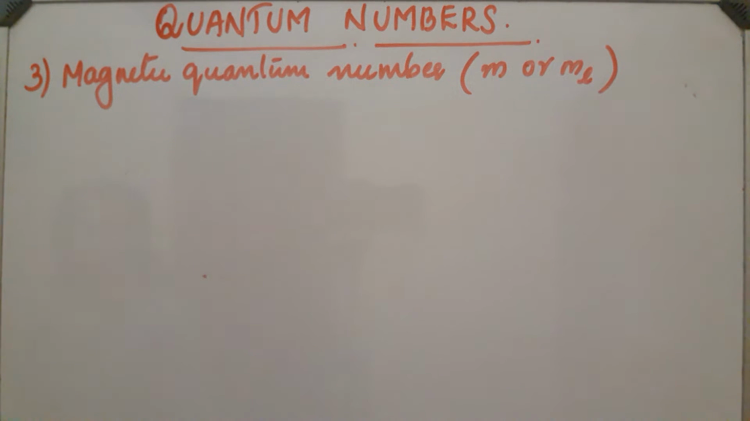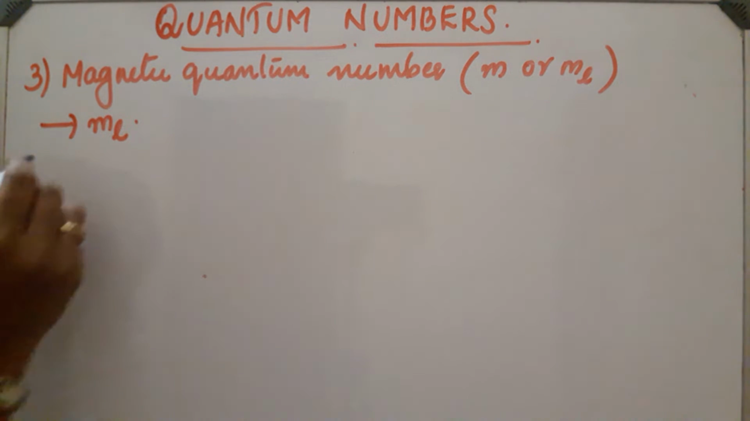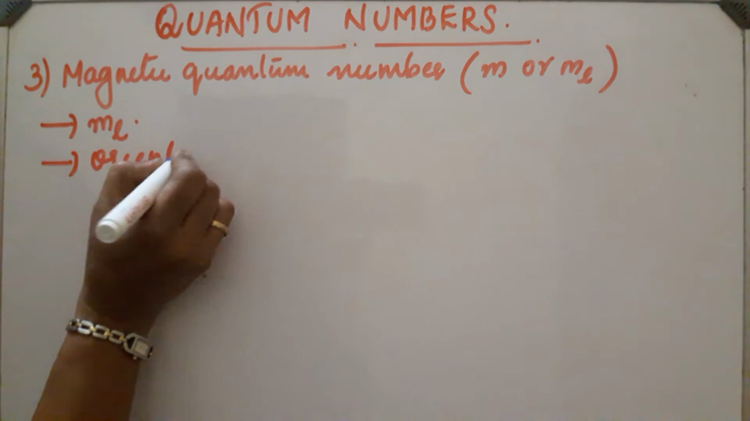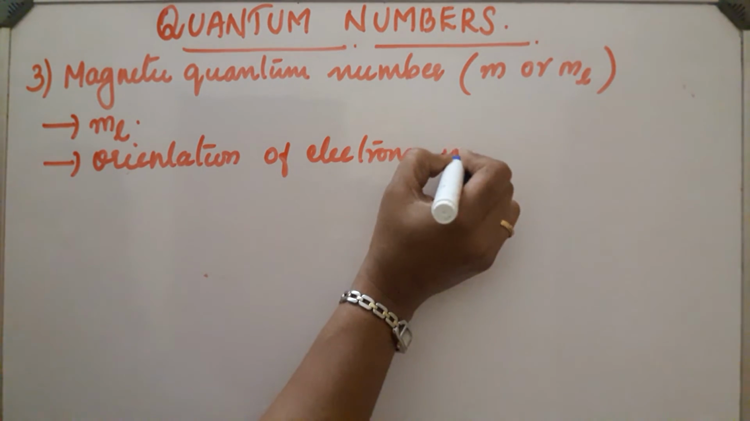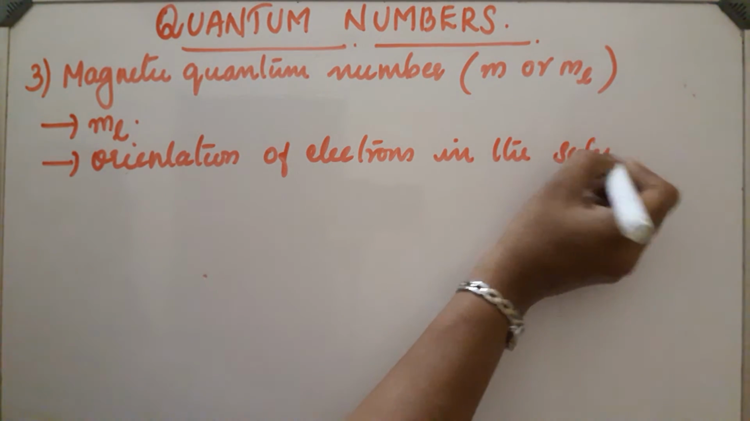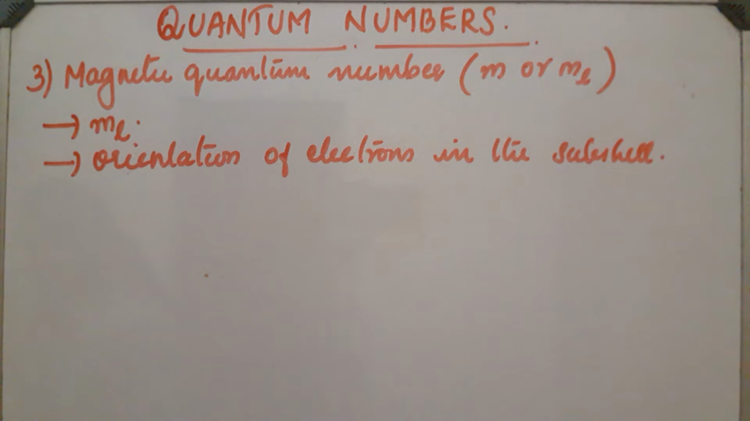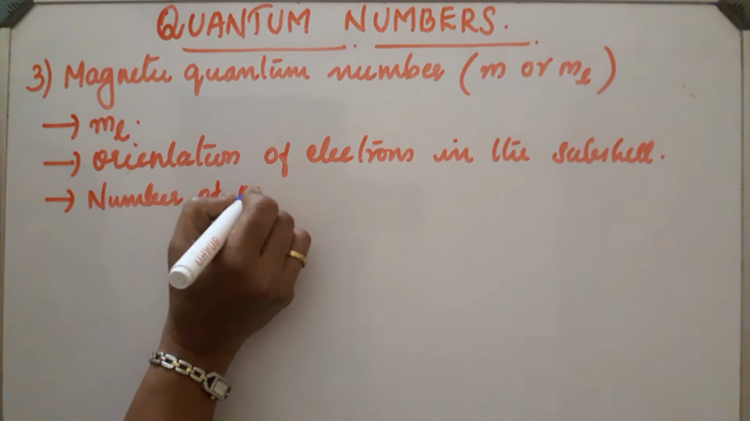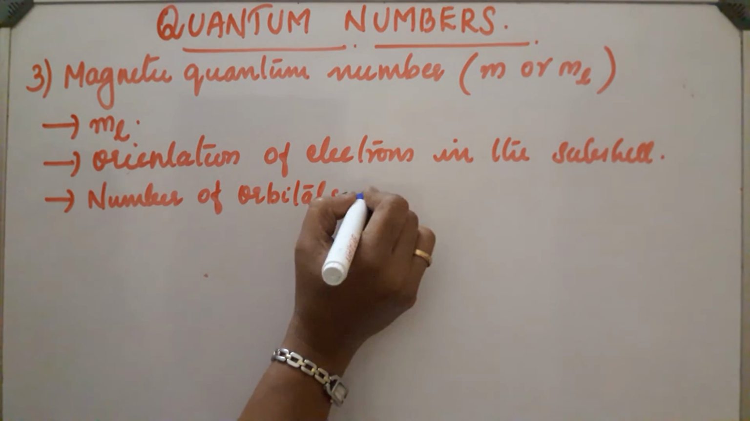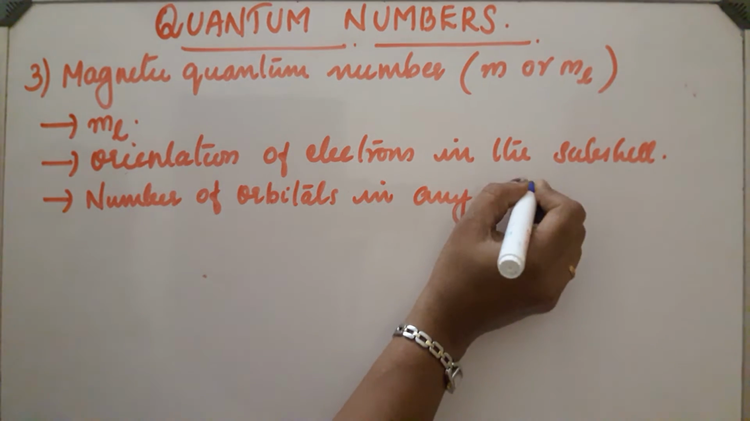Third one is the magnetic quantum number. It is denoted by small m or ml. It refers to the different orientations of the electrons present in a subshell. It represents the orientation of electrons in the subshell. Next point, it determines the number of orbitals present in any subshell.